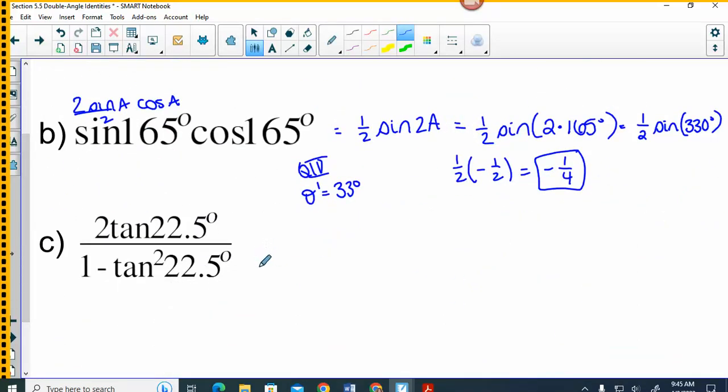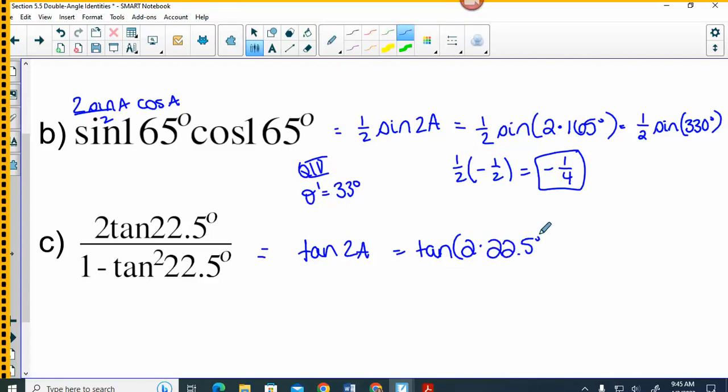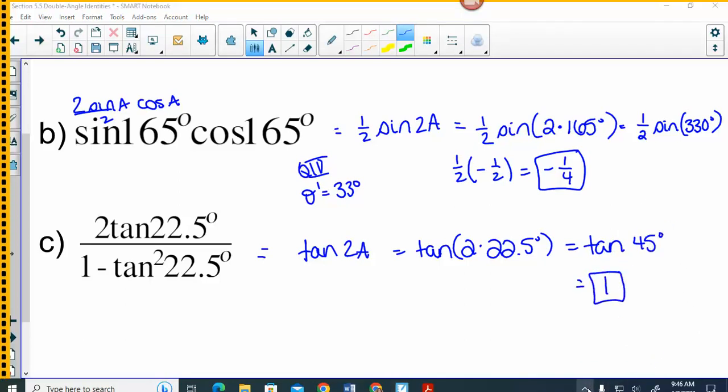Last problem. This one is my tangent 2a formula. And it matches exactly, so I don't have to add a 1/2 or anything in front this time. So my A is 22.5 degrees. So that gives me the tangent of 45 degrees, which is 1.